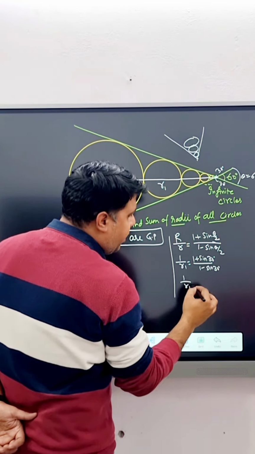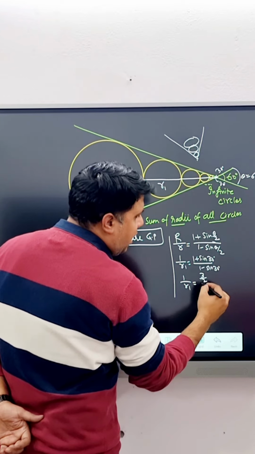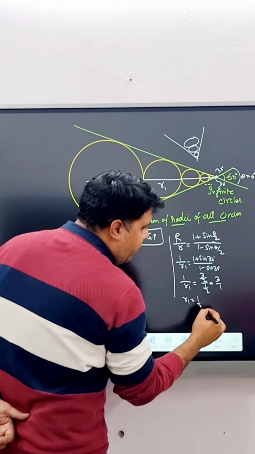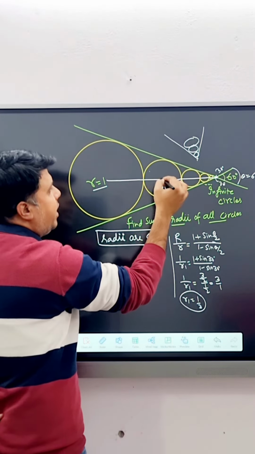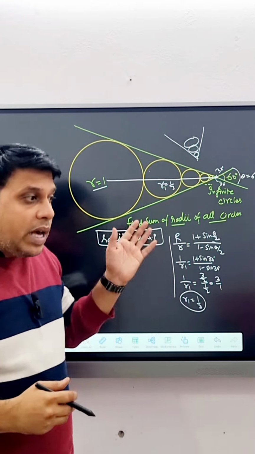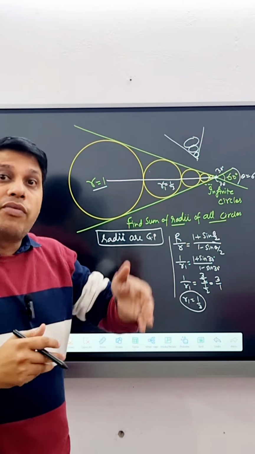So from here it will be 3 by 2 upon 1 by 2. So this is going to be 3 upon 1. So R1 is actually 1/3. So the next radius would be 1/3. As I told you, these circles are in GP, so every time the radius will be 1/3 of the previous.